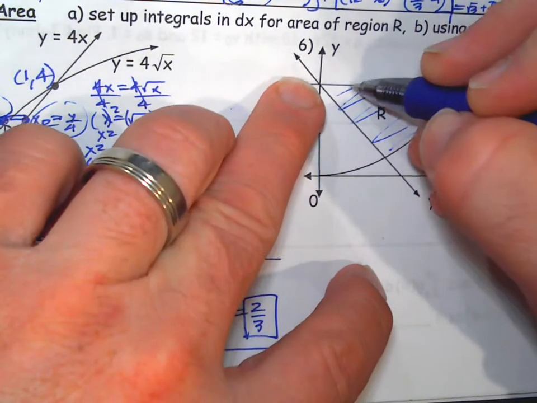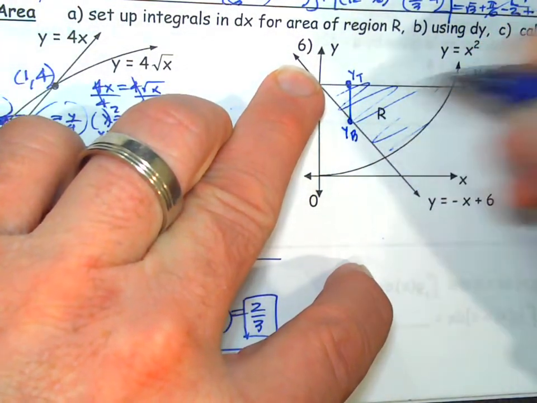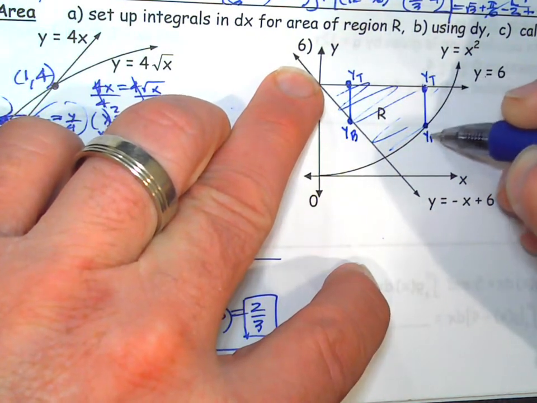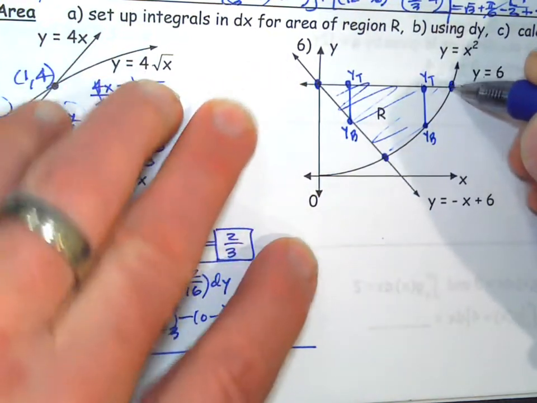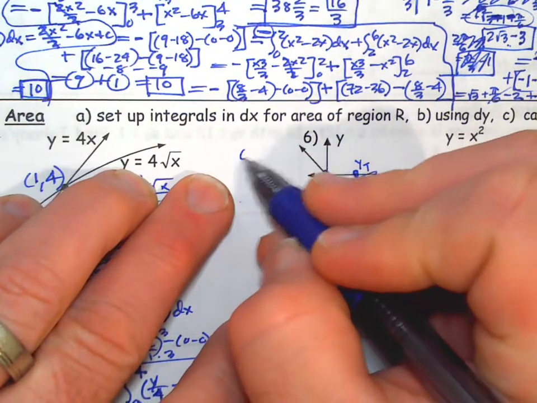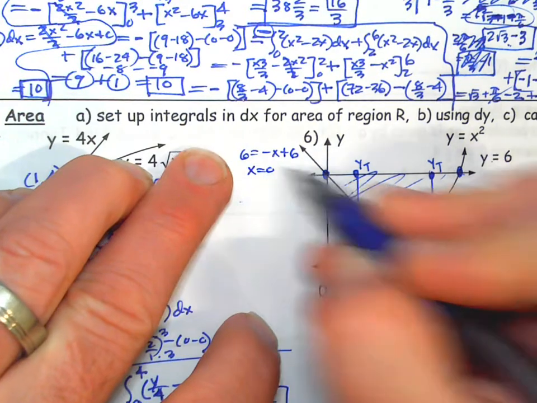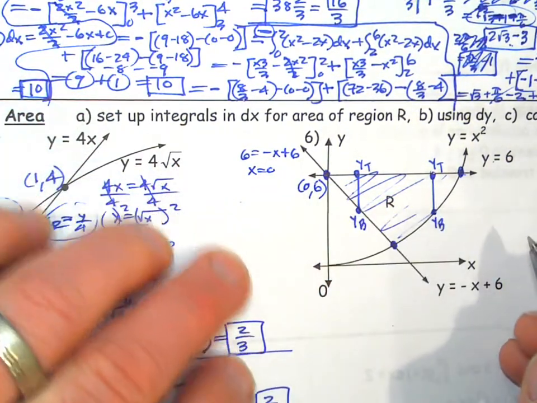So if we do vertical slices, one disadvantage this time is that y top minus y bottom changes. So you're going to have to set up two different integrals. You got to find all the intersections. This intersection is going to be setting these two equal to each other. 6 equals negative x plus 6, x equals 0. If you plug 0 into either one, you should get 6. So we got that one.